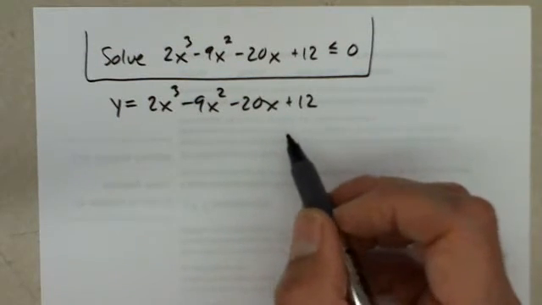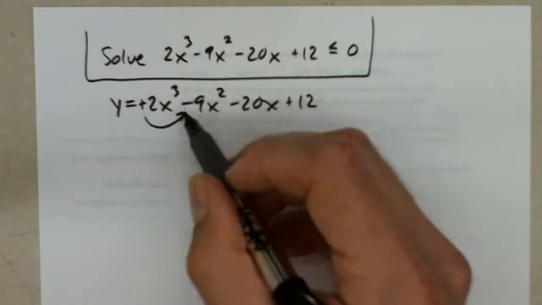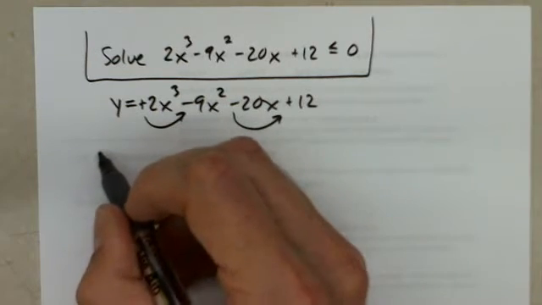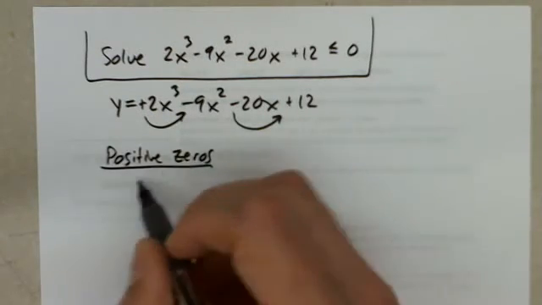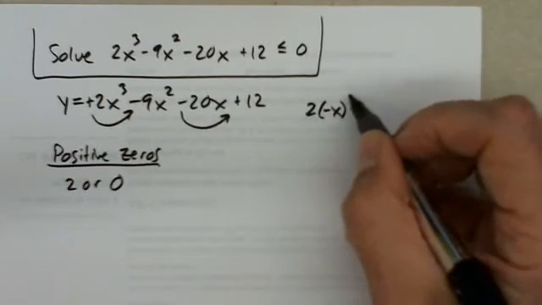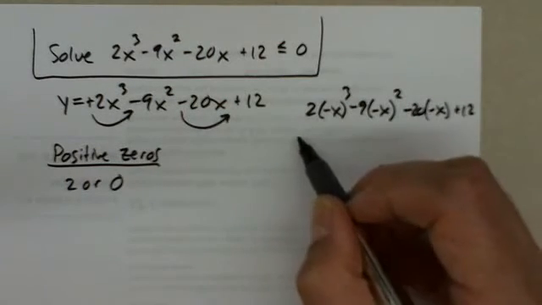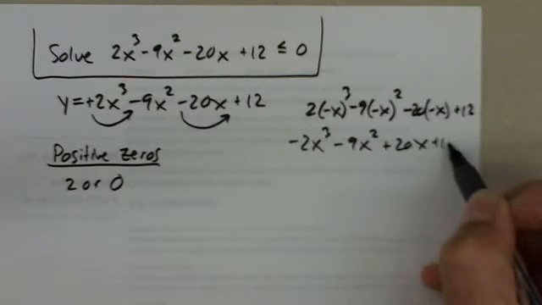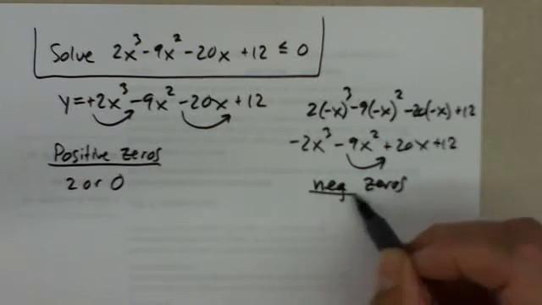So now we look at our strategies for this. We can't factor, so we look at Descartes' rule of signs. We go positive to negative, negative, positive. We have 2 sign changes. So that means on the positive zeros, we have 2 or 0. And then over here we put in a negative. That'll be a positive, so that stays negative. That'll be a positive. And we count the sign changes there. There's only 1. So the negative zeros will be 1.